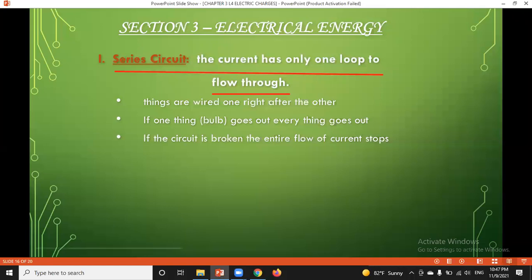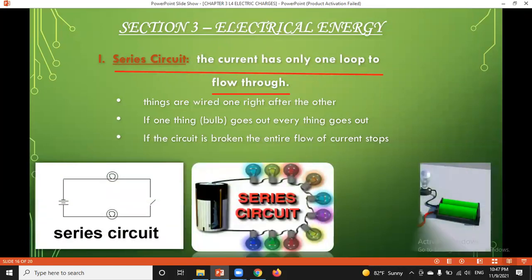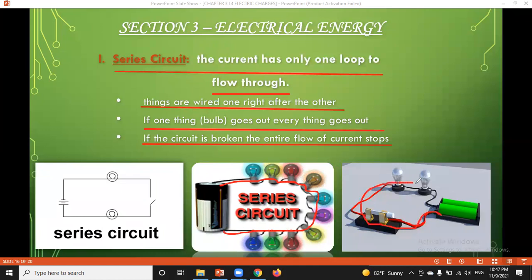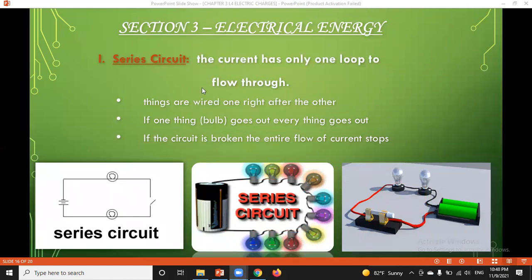You have to know some special information, the advantages and disadvantages of series circuits. The things are wired one right after the other. If one light bulb goes out, everything goes out. If the circuit is broken, the entire flow of the circuit will stop. What does that mean? If you take a look at this one here, you can see that it's connected one after one after one and so on. That's how the series circuit works, it has only one way for electricity to pass through it. That simply is the series circuit.